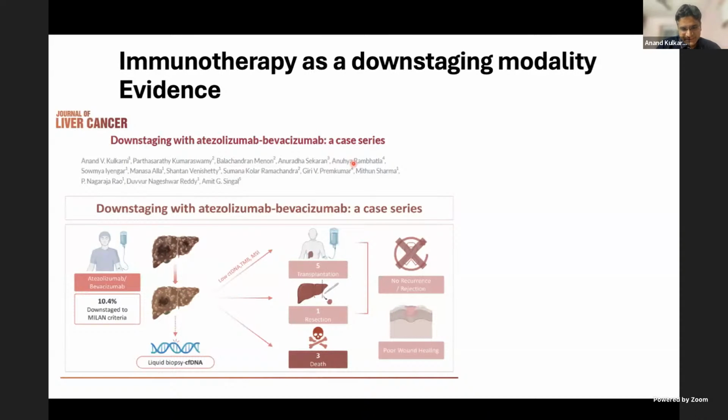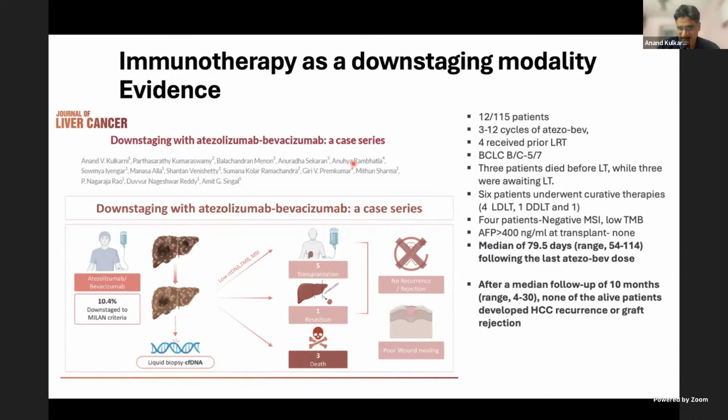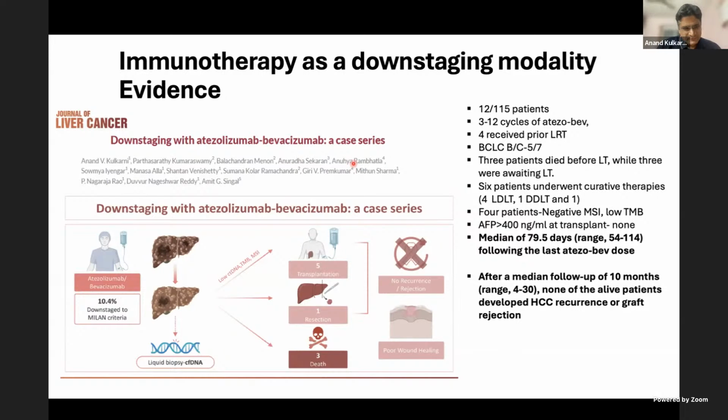Here, we downstaged patients who were basically all comers, not only specifically related to Milan. Most of them who were outside of Milan's criteria were downstaged to within Milan's and then transplanted. This is the evidence for patients who have undergone transplant post immunotherapy. A small case series from our center, probably one of its unique kind from Asia.